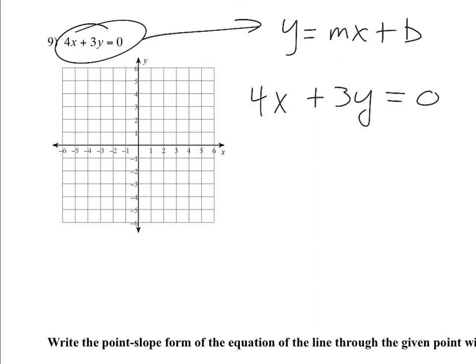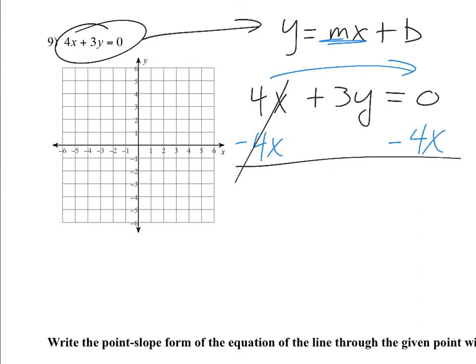The first thing I notice is that that x is going to need to go over to the other side because the x is on the right-hand side in slope-intercept form. So I'm going to subtract 4 x's from both sides. So that's going to cancel, leave me with a 3y. Over on the other side, I've got negative 4x plus 0.